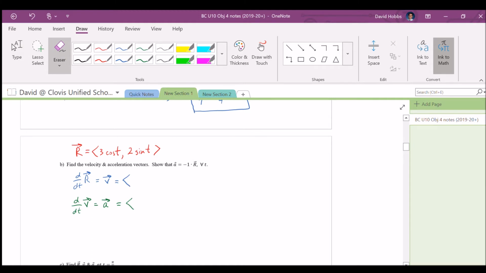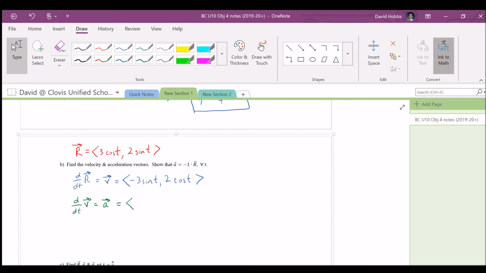So negative 3 sine t, and the derivative of 2 sine t is 2 cosine t.